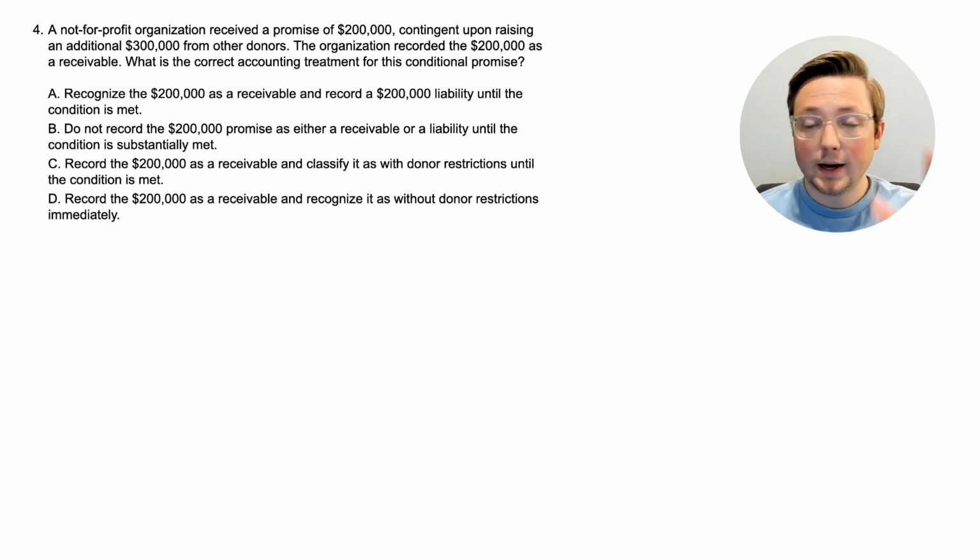Okay, so right now all they've received is a promise. It does not say that they've received money. They've only received a promise of $200,000 if they raise another $300,000. So this is a contingent pledge, a contingent promise. They haven't actually received the money.